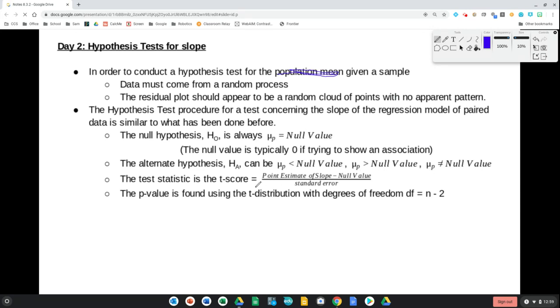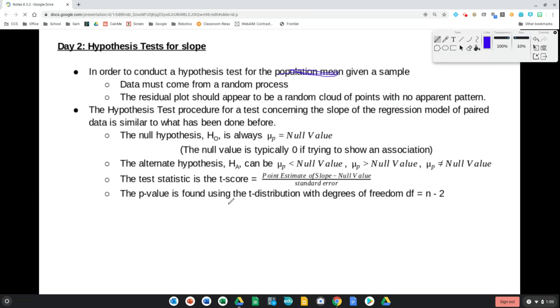To find the test statistic, we're going to take the point estimate of the slope, which we can get from Google Sheets, minus whatever that null value is that we decide on in our hypothesis test, divided by the standard error of the slope, which again is something we can get from some kind of computer package like Google Sheets.